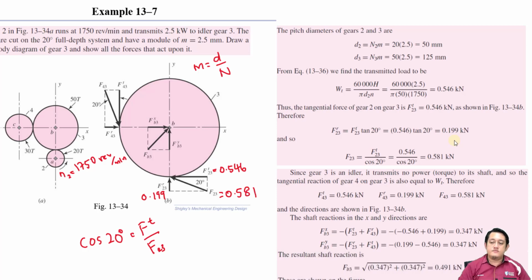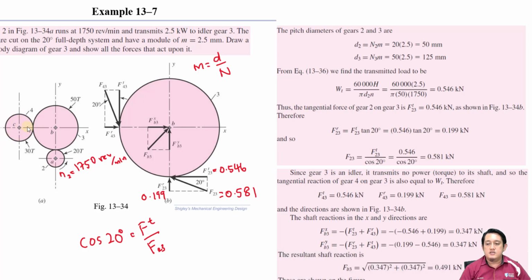581. Okay, now we have all the values of the tangential force, radial force, and also this one. Okay, the force of this one. What about this one here? The force of this gear C here. Gear number 3 here, and this one.